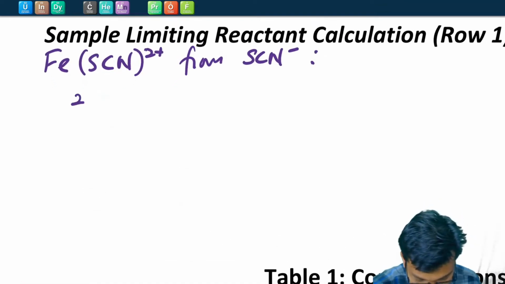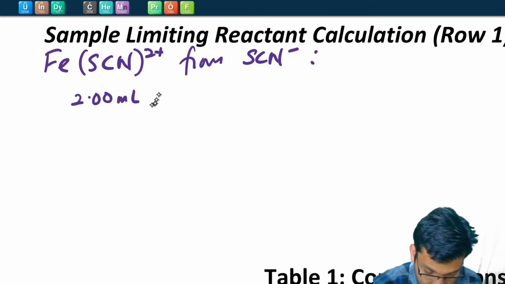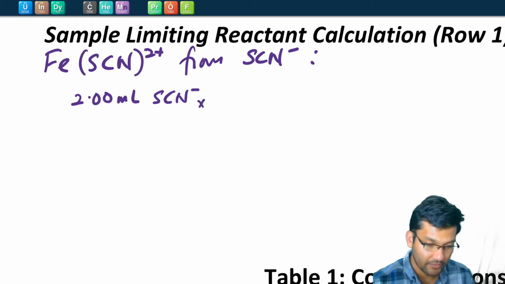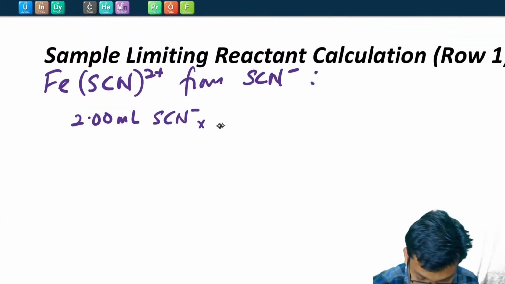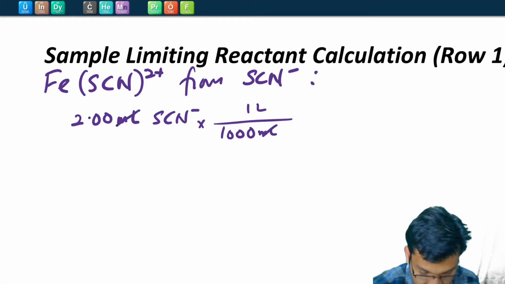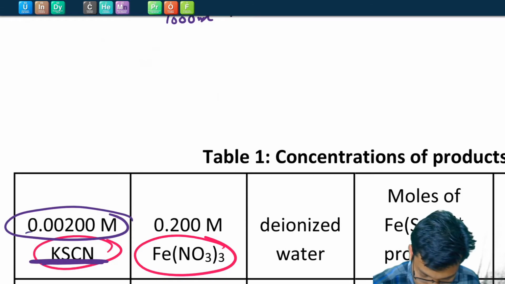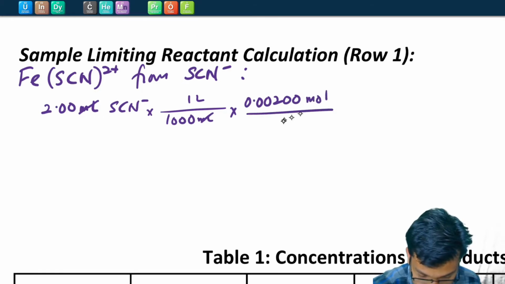So we're starting with 2.00 mL of SCN minus. Now before we can find a number of moles, since big M, molarity here, is moles over liters, we need to convert this to liters. We know that 1,000 milliliters is 1 liter, so that will convert it to liters nicely. All right, to find the number of moles, we just use the concentration here, 0.00200. We know this is moles over liters, right? That's what big M is, so liters cancel out.